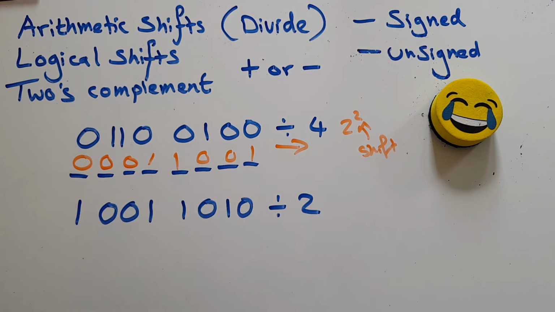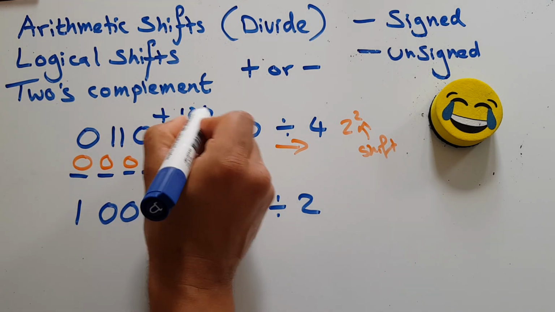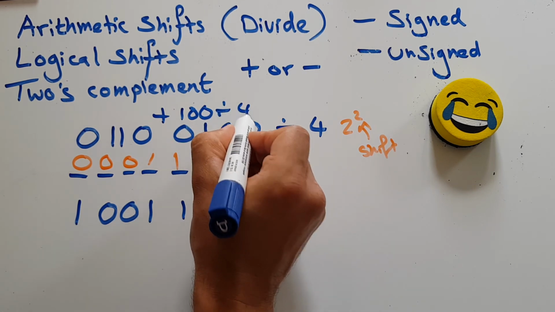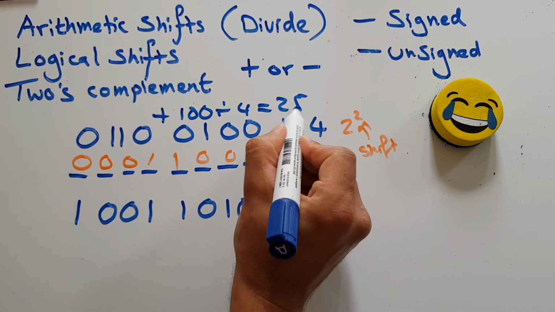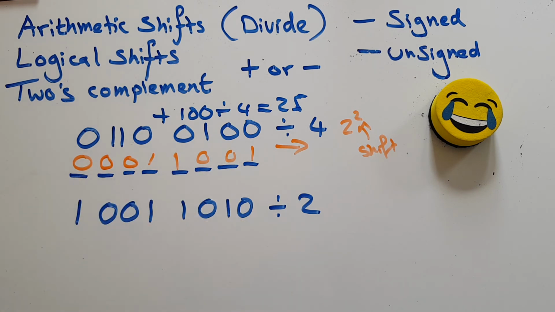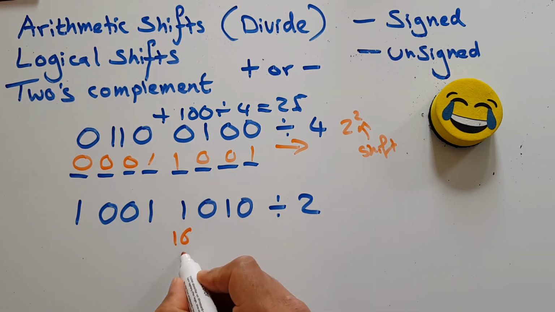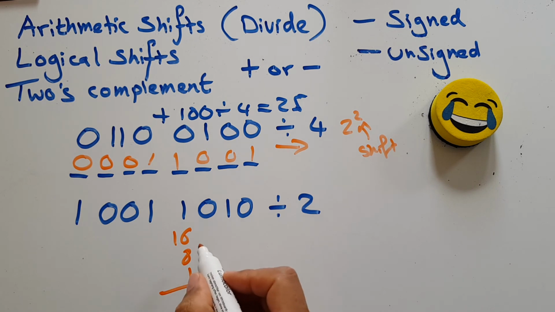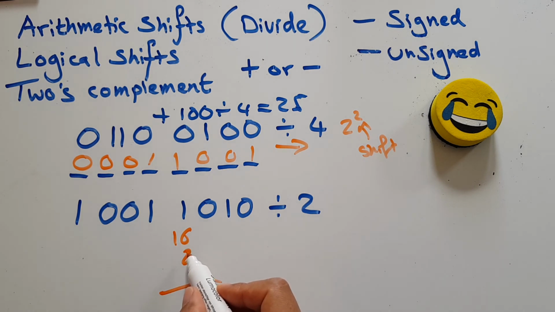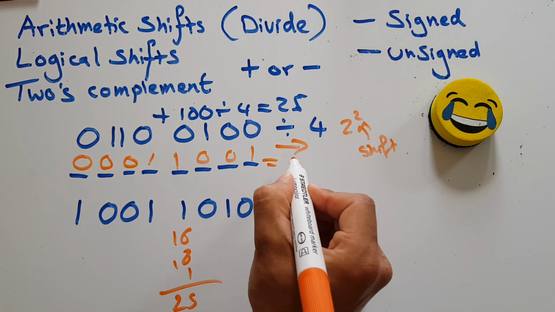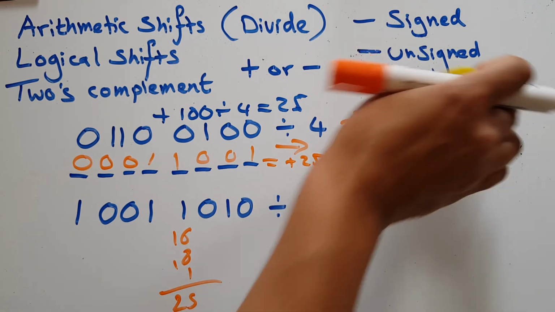Now, is that correct? Well, let's have a look. I know that the blue binary is positive 100, and I'm dividing it by 4, which should equal 25. So the question is, the orange one, is that the binary for positive 25? Well, let's have a look. I've got a 16, I've got an 8, and I've got a 1. And that adds up to 25. Yeah, so that's right. That does equal positive 25. Let's have a look at this next one.